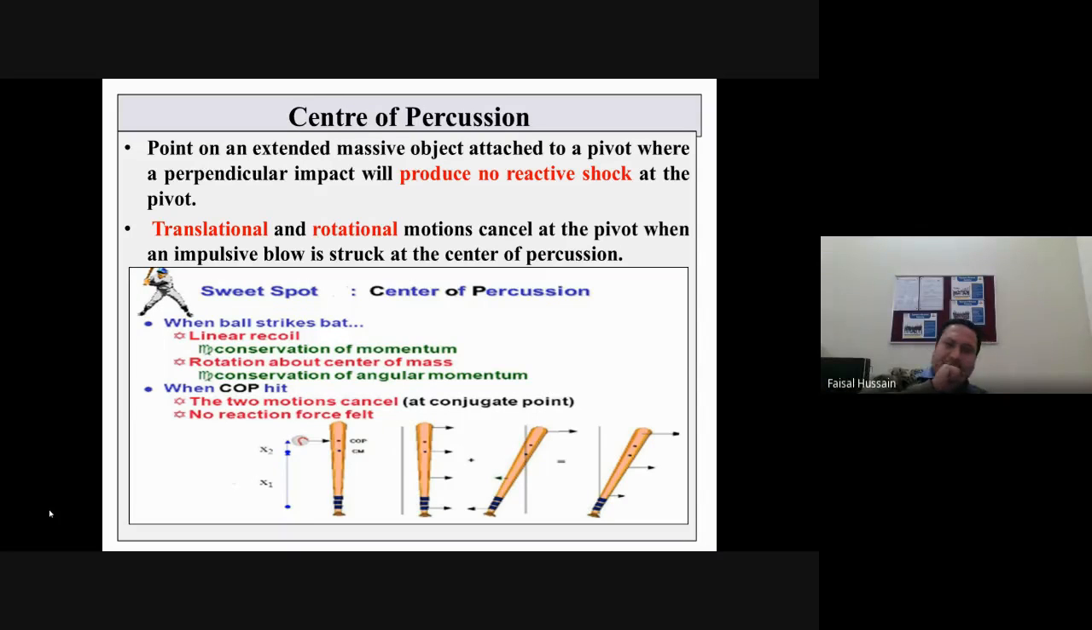So basically what happens is that at one region in the bat or the baseball, there is a sweet spot and that sweet spot is known as the center of percussion. If the ball strikes the bat at that sweet spot, no reactive shock is produced. Why is no reactive shock produced? Because translational and rotational motion get cancelled out. So an impulsive blow is developed at a certain point and that point is known as the center of percussion.